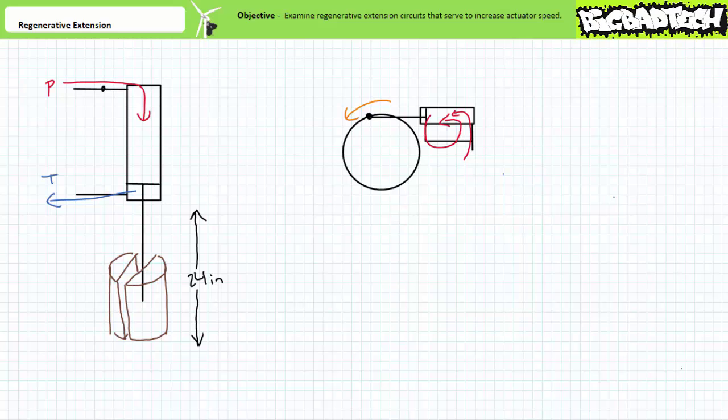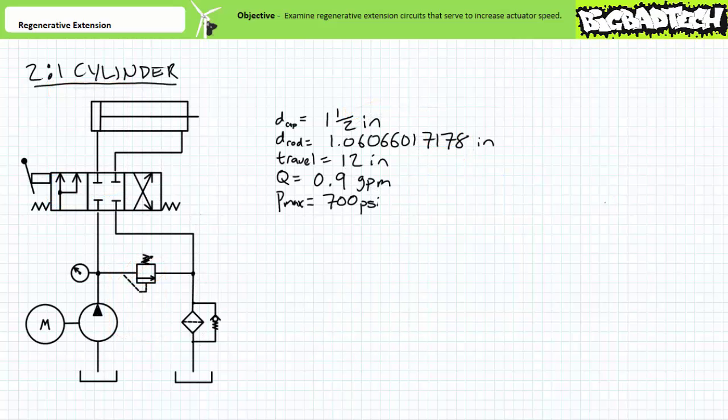A cylinder operated in this manner allows an initial burst of force in normal extension mode, yet it is still capable of acting quickly in regenerative extension mode. Another cunning regenerative application is something known as a 2-to-1 cylinder, where the physical dimensions of a 2-to-1 cylinder are such that the cap has twice the area of the rod.